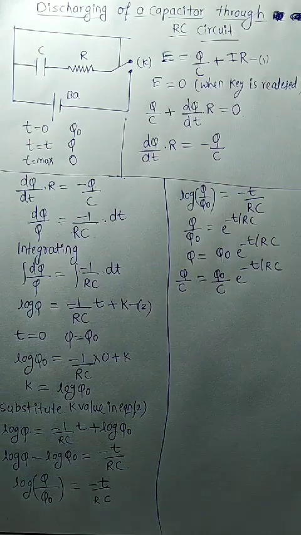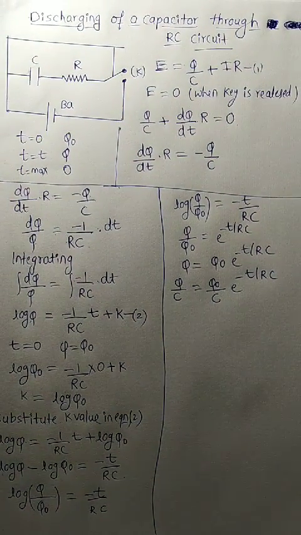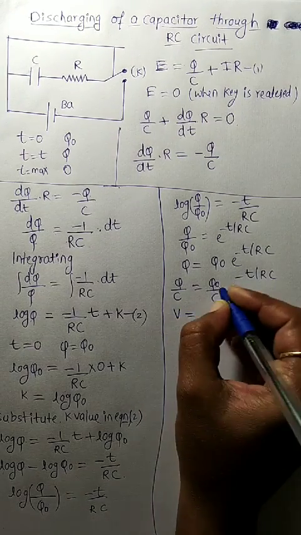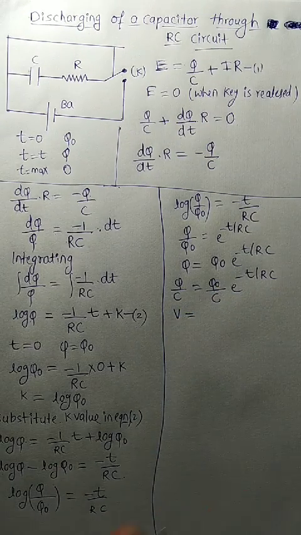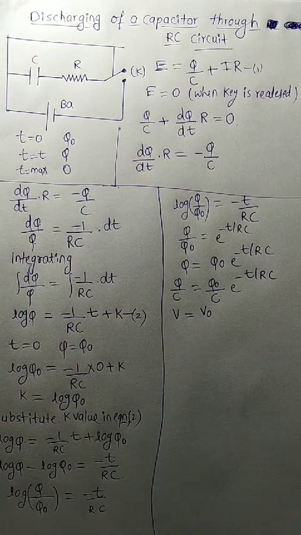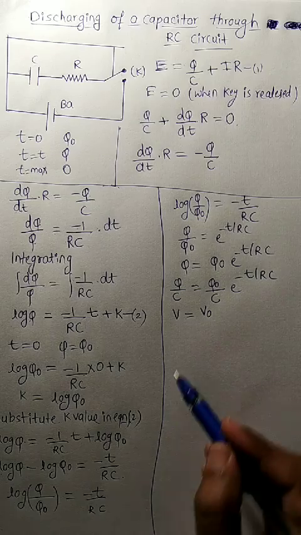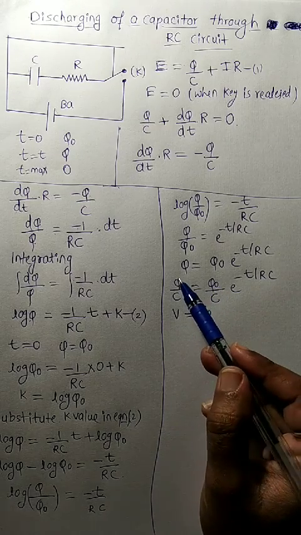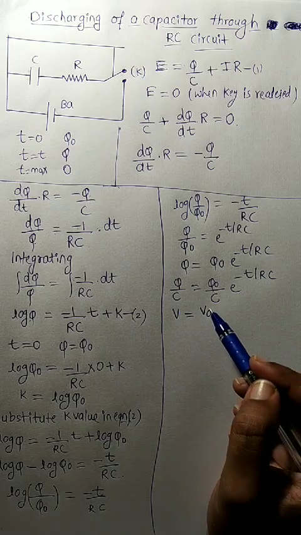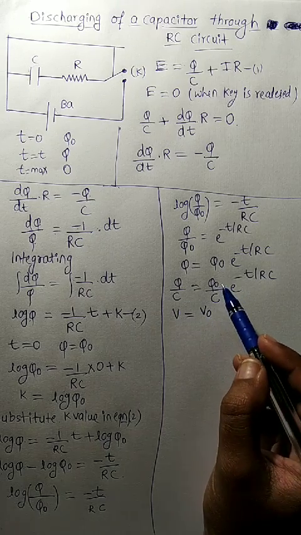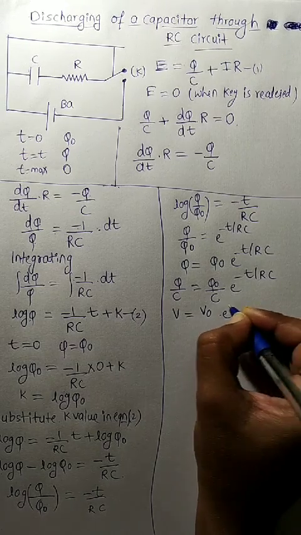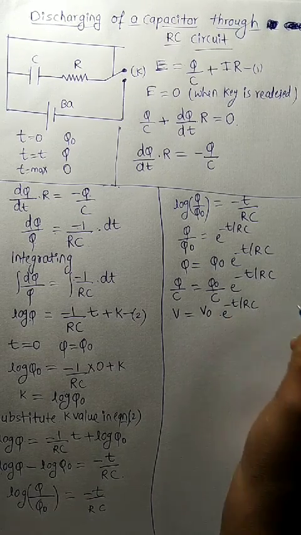Now as we know, Q by C is nothing but the voltage across the capacitor. In the same way, Q by C value becomes phi, and Q naught by C means maximum charge, so nothing but maximum voltage, which we write as phi naught. Understanding? So phi is the voltage across a capacitor at a time t, that is Q divided by C, and phi naught is the maximum voltage, which is Q naught divided by C. So phi naught into e raised to minus T by R into C.